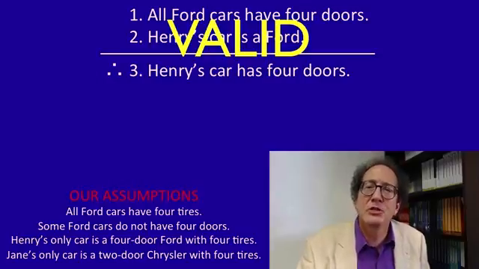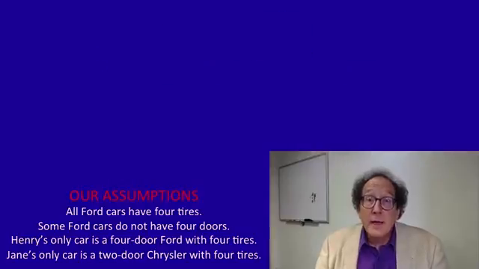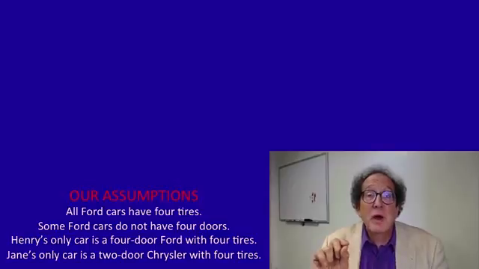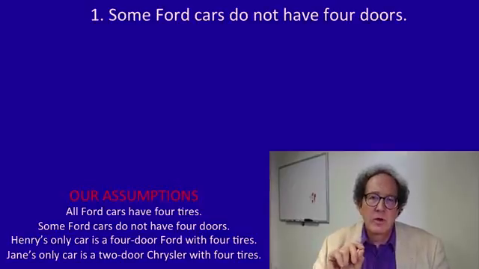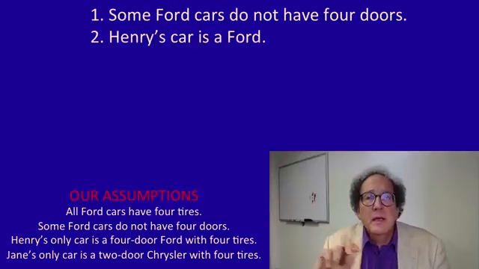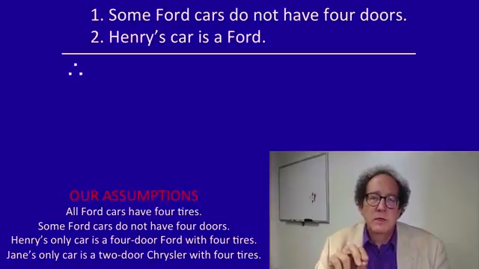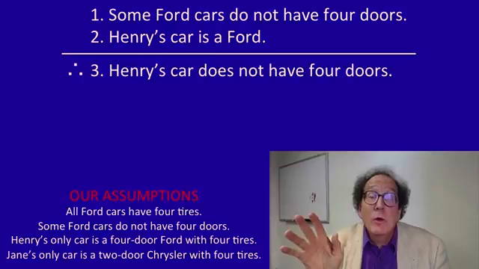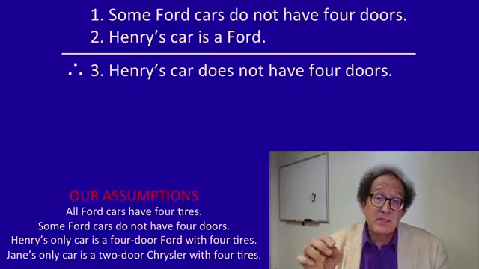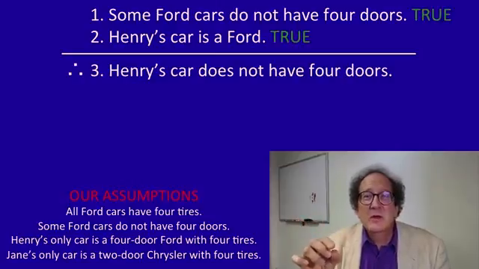Now, the only combination of truth values in premise and conclusion that you cannot get with a valid argument is to have true premises and a false conclusion. So here's an example of that. Premise 1. Some Ford cars do not have 4 doors. Premise 2. Henry's car is a Ford. Conclusion. Henry's car does not have 4 doors. The premises, by our assumptions, are both true, and the conclusion's false.